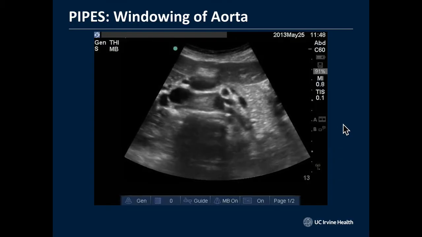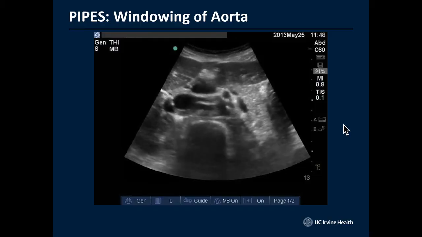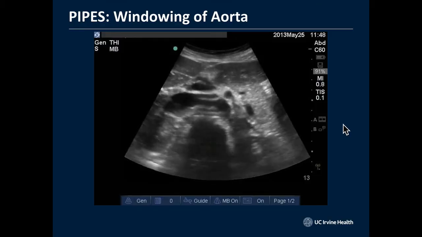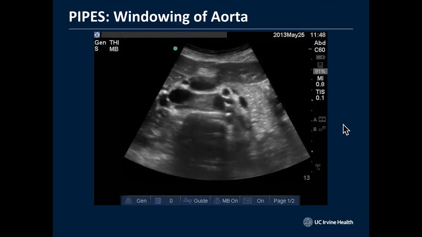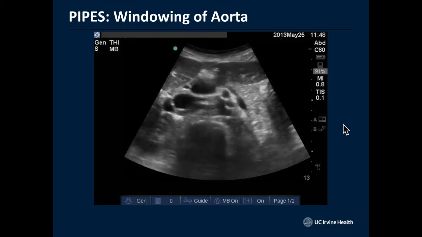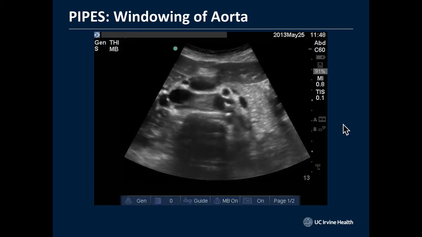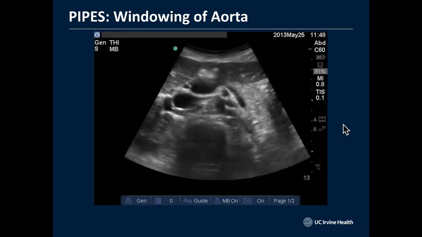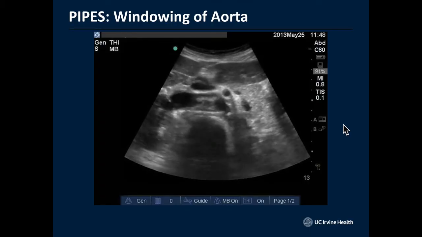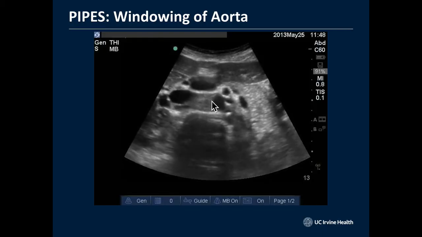What is my answer? Use two hands and kind of warn the patient, explain what you need to do, and then apply a lot of firm, gentle pressure. And sometimes it's 30, 40, 50 pounds of pressure in order to get those loops of bowel to squirt out of the way so you can see that spine shadow, and then boom, there's your aorta right there.